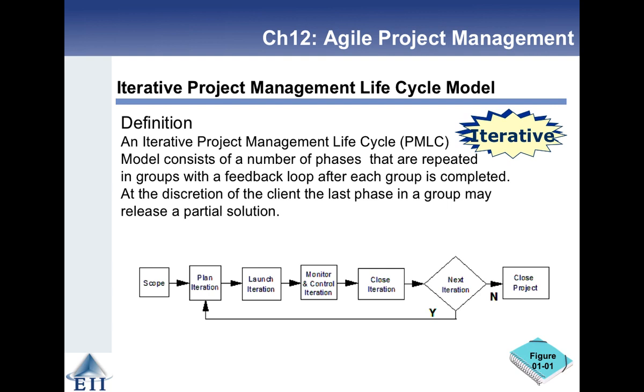So here's the iterative project management life cycle. And we basically do each of these iterations every 2 to 4 weeks, and depending on the team and exactly what the project is will depend on how long each of those iterations is. But each iteration for a given project should be the same length.